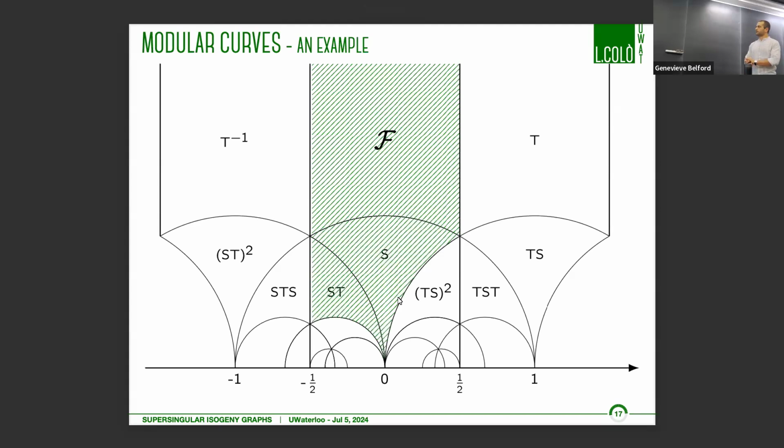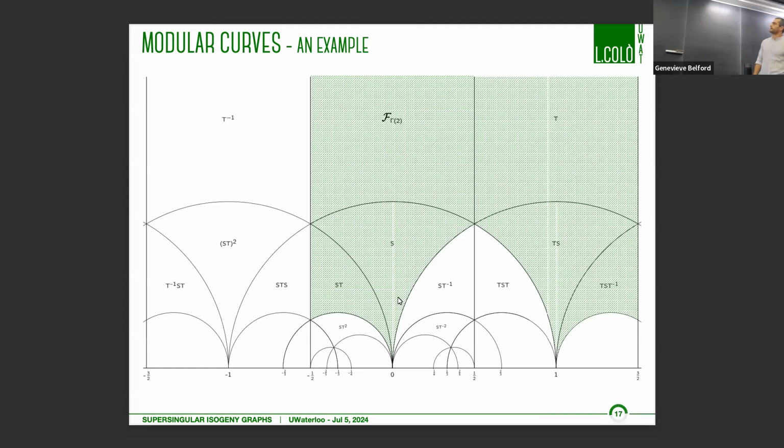Here's an example for Gamma_0(2). Again, genus 0, so I don't remember exactly how you identify this, but you still get a sphere. And this is the fundamental domain for Gamma(2), which is again genus 0. For genus 1, the picture becomes a little bit more complicated.